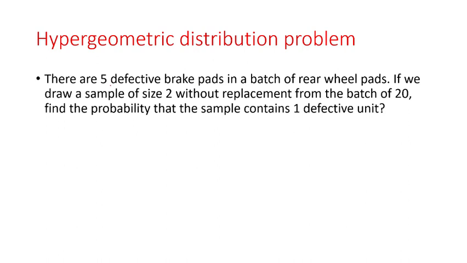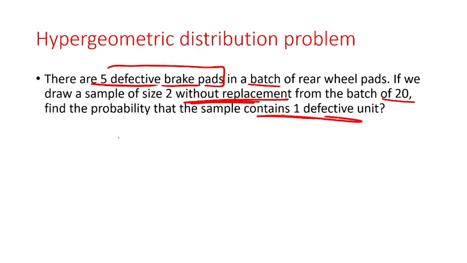There are 5 defective brake pads in a batch of rear wheel pads. This is a batch, and batch means it is a population. If we draw a sample of size 2 without replacement, this is a clue, a hint that you have to use hypergeometric. From the batch of 20, find the probability that the sample contains 1 defective unit.